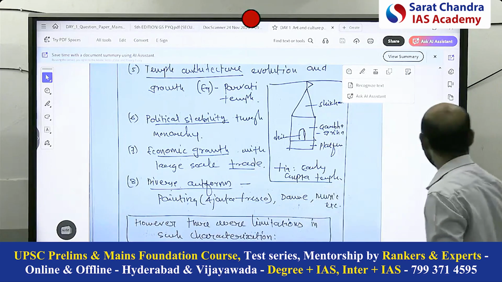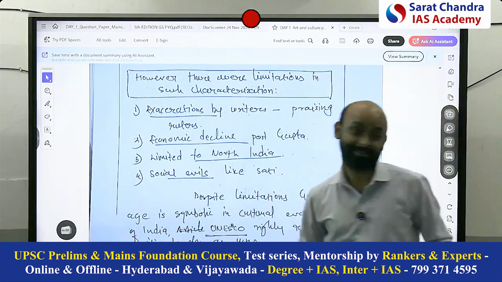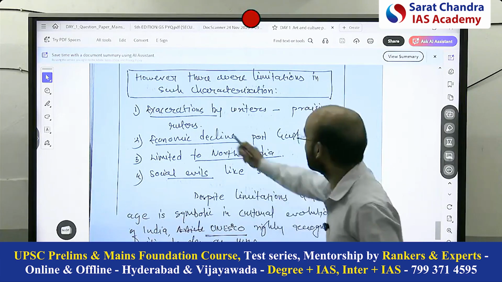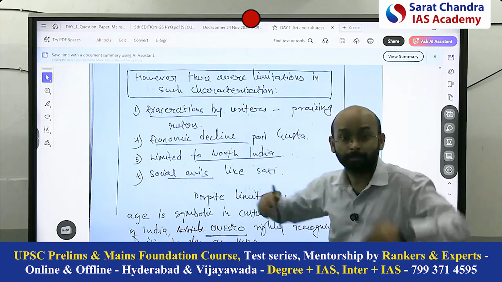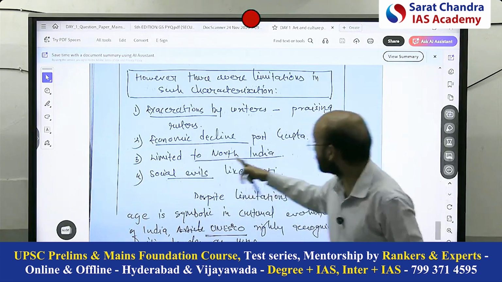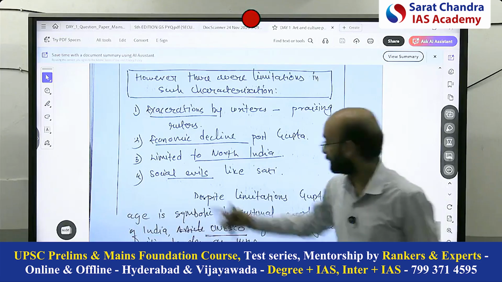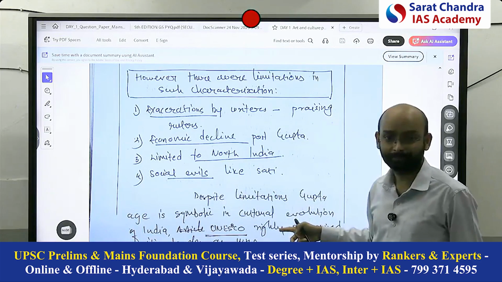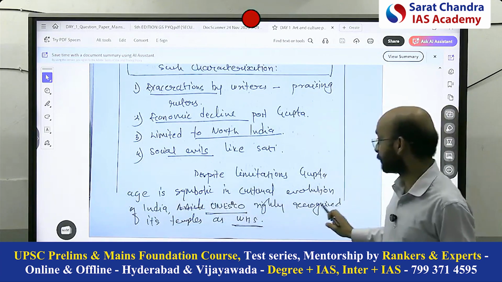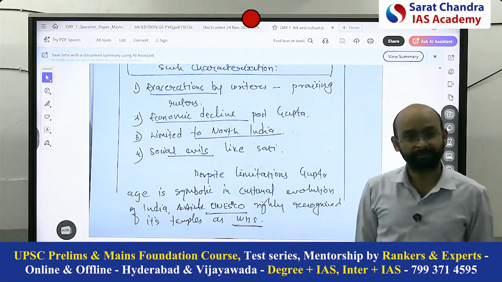Clear? Then lastly, there were limitations in such characterization. It's not 100% because there are limitations. There was exaggeration by the writers; they try to praise the ruler. Economic decline happened, limited to North India. Cholas and those were not mentioned. Social evils like Sati were there. However, despite limitations, the Gupta age is symbolic in the cultural evolution of India. UNESCO rightly recognized its temple as a World Heritage Site.